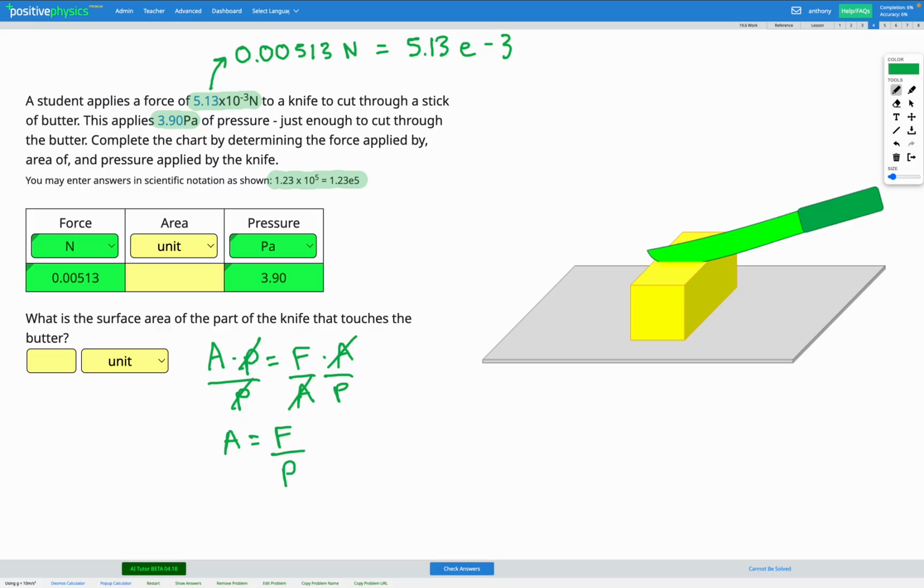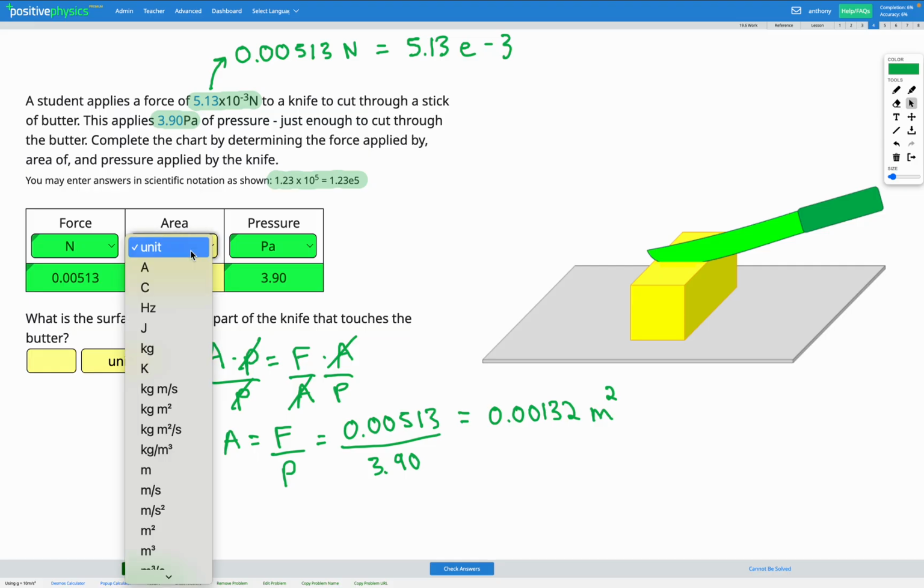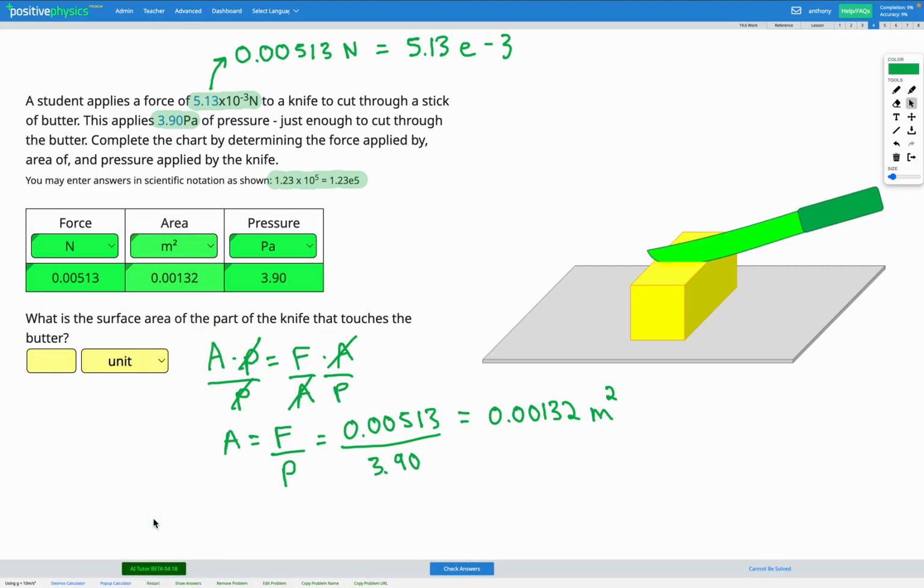Now I can put my numbers in. My force is 0.00513 newtons divided by my pressure, which is 3.90 pascals. That gets me an area of 0.00132 meters squared. So let's go ahead and enter that in our answer box here: 0.00132. Our unit was meters squared. Awesome. We found the area.